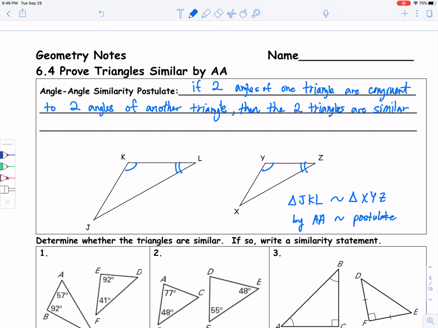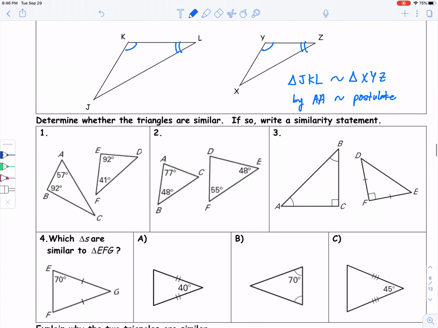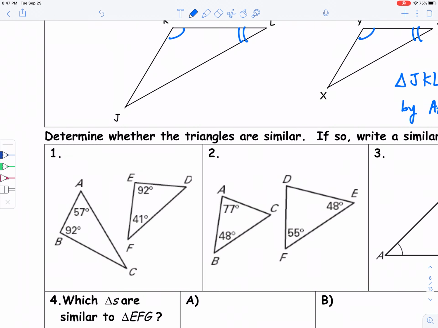Let's go through a couple of questions or examples together in the video, and we'll finish the rest in class. So the first one, we want to determine whether the triangles are similar. If so, write a similarity statement. So let's go ahead and figure out what we have. In question number 1, we have angles given for each triangle, and so far we have 92 and 92 degrees that are congruent to each other. So we have one pair of angles that are congruent. We have 57 for one triangle and 41 degrees for another triangle. Let's go ahead and find the missing angles for each triangle just to see if we have any more matches.